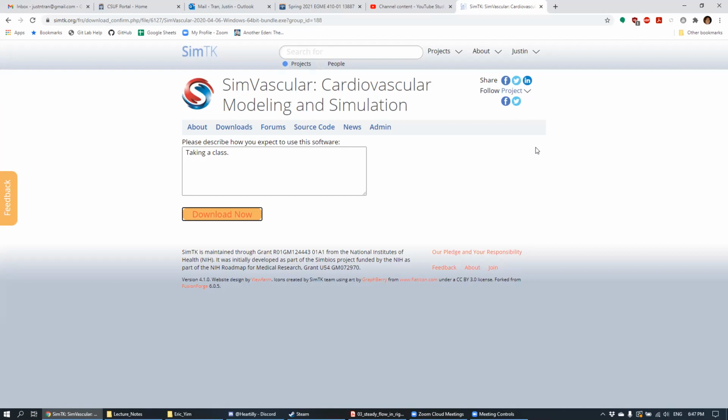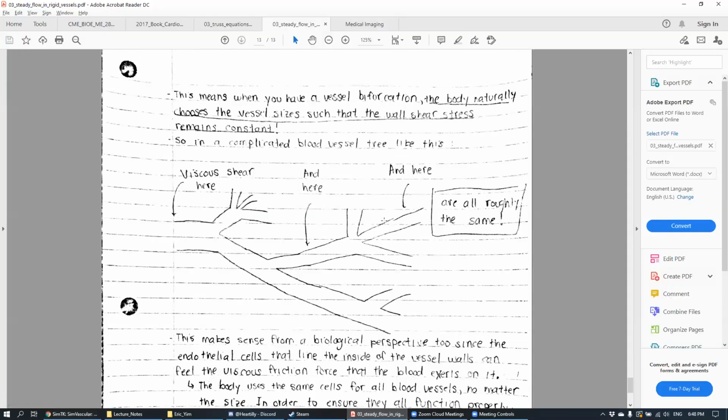Professor, can you hear me? Yep. What's up? I have a question on the wall shear stress. You said that the wall shear stress is equivalent in the parent and the daughters and so forth, correct? Yeah. You said that basically biologically our body favors a value of the shear stress throughout the blood vessel. That's correct. So I'm not sure if you know about aneurysms. Is that due to a high amount of wall shear stress?